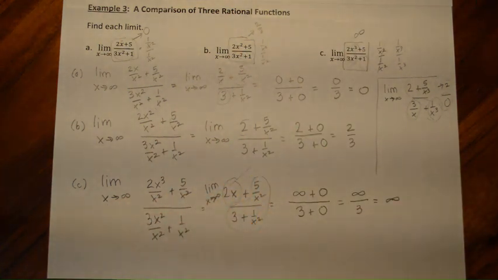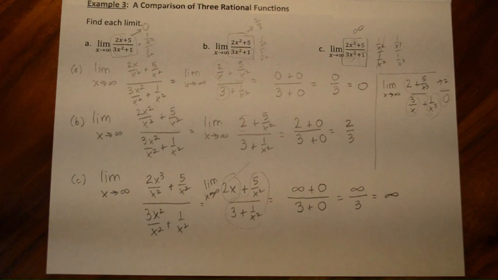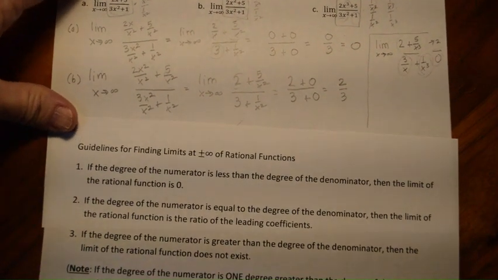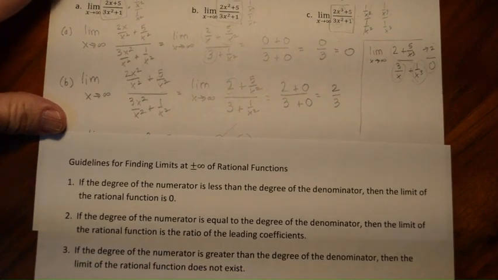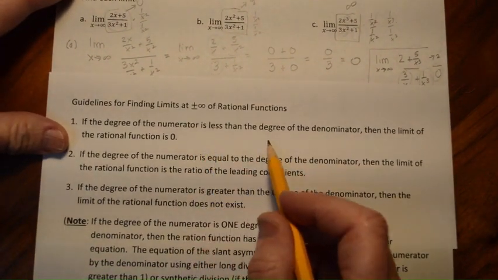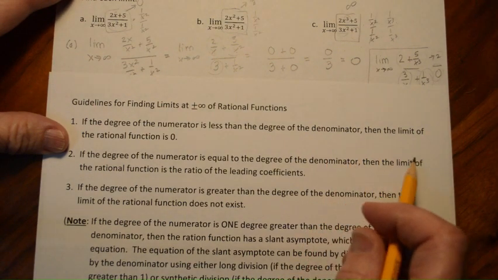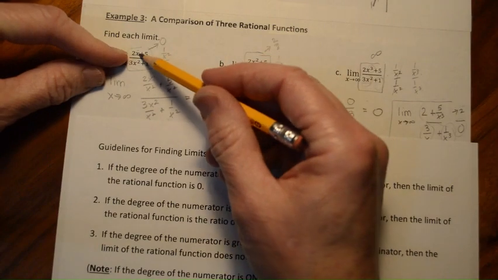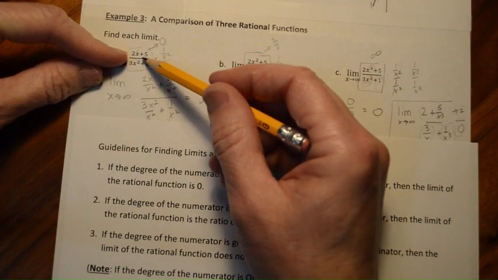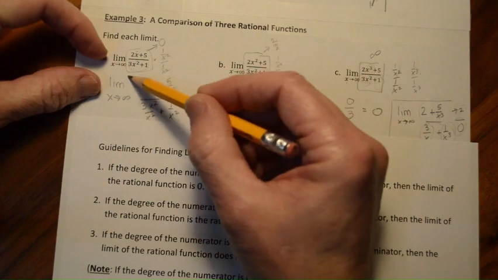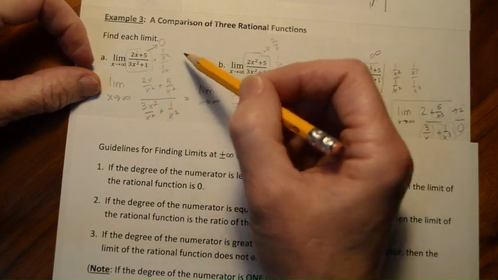All right, so let me bring in this list here, the guidelines that we're going to talk about. I don't think you'll be able to see both of these at once, so I might have to move things around. But if the degree of the numerator is less than the degree of the denominator, then the limit of the function is 0. So look what we had here. The degree of the numerator is 1, and it's less than the degree of the denominator, 2. And it says when that happened, the function goes to 0.